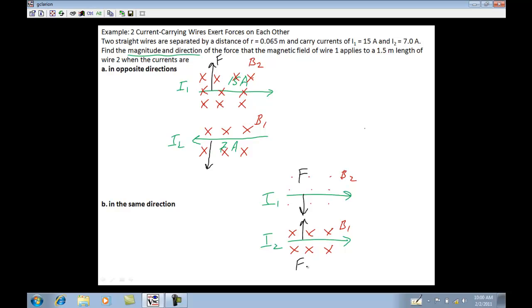This comes up on the multiple choice part of the AP test: when the currents go in opposite directions, the magnetic force between them repels. When the currents go in the same direction, they attract. All right, so what I'm going to have you do is this.